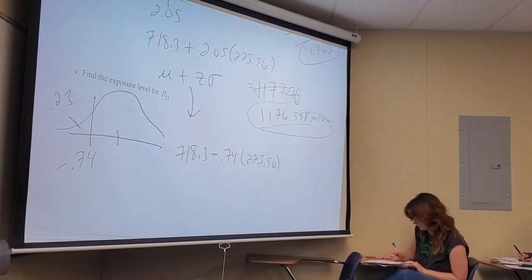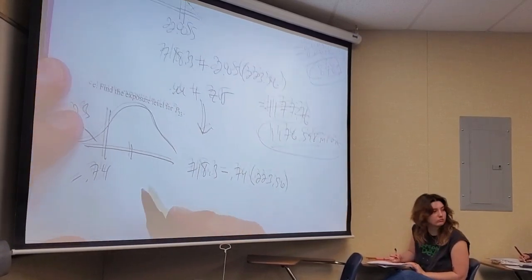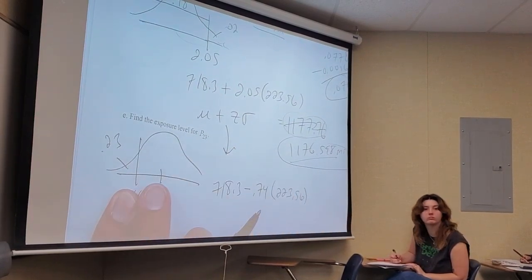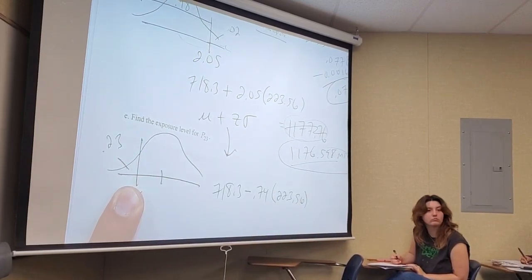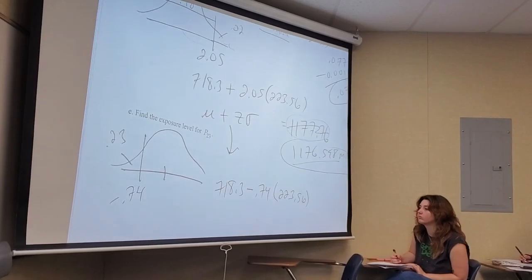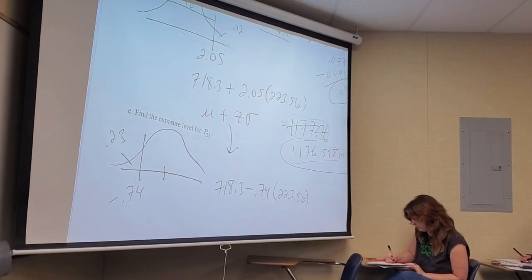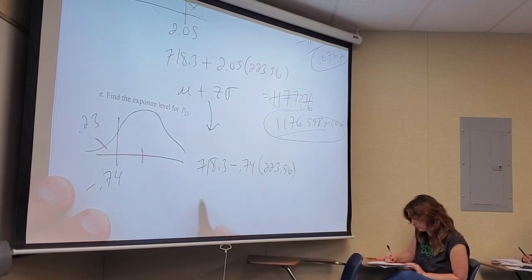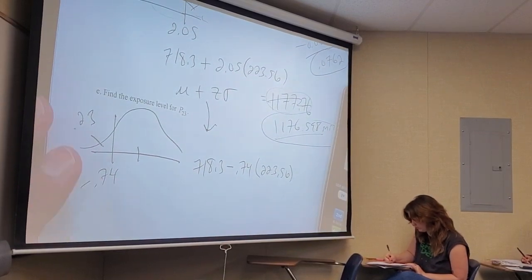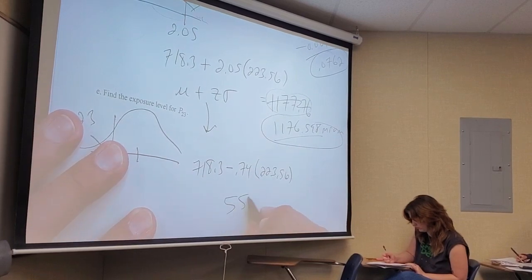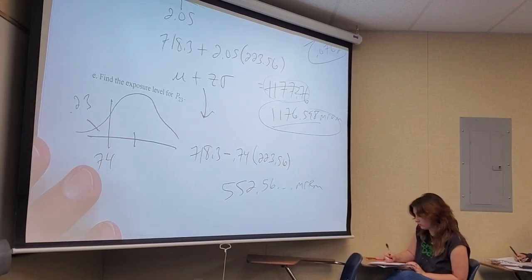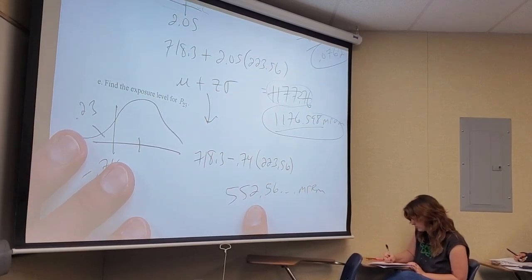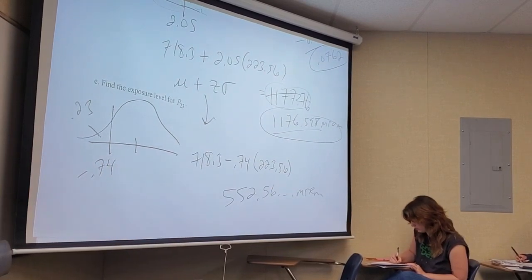Why did you look on the negative side of it? Do you agree with the picture when I drew it to this point? Is that below the mean or above the mean? So the z-score is going to be negative. I love it. That's why the picture's so important. It helps us. What do you guys get for this? 552.56. So if you have this much radiation exposure, then you would be in the 23rd percentile. Only 23% of people have less than you.